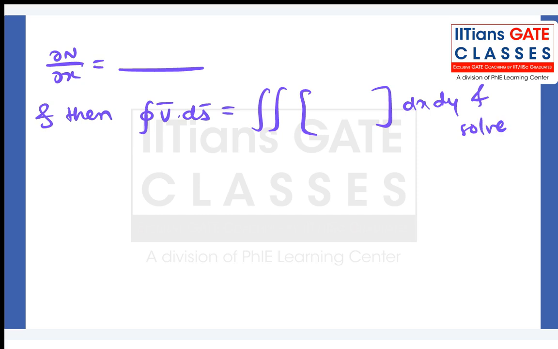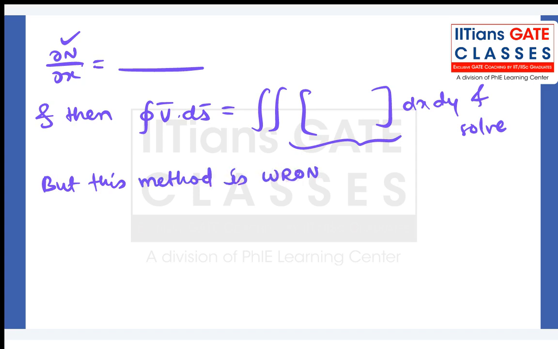if you do it this way, you'll get some answer. First of all, it's a lengthy process because you are supposed to do this and this also, but this will be wrong. This method is wrong, and that is the point that I wanted to make. That's why I'm not solving it completely, because it's a wrong thing.